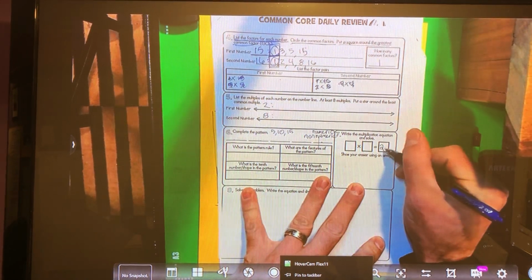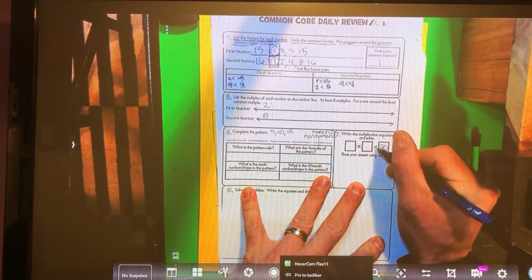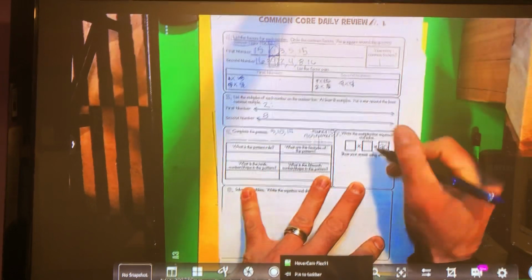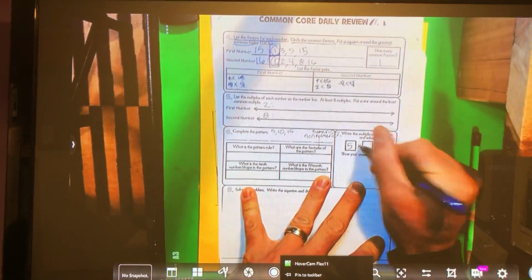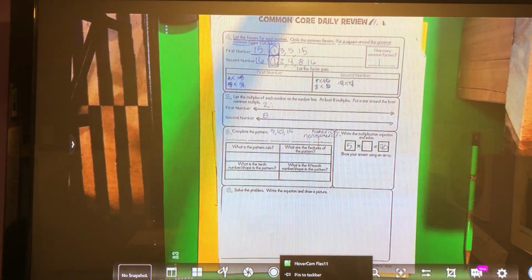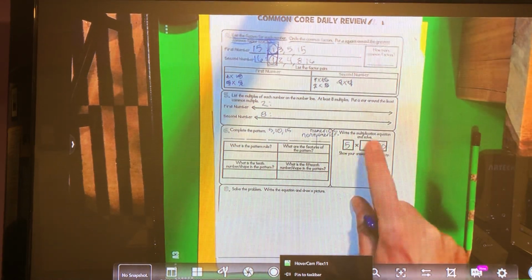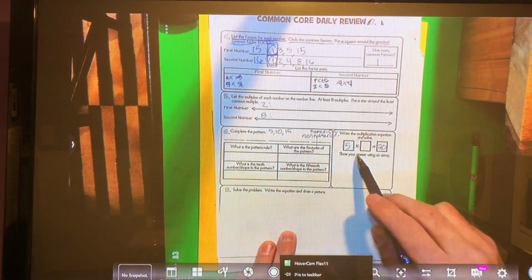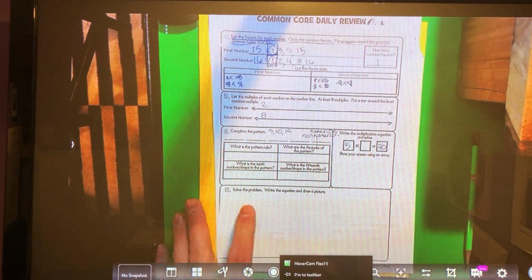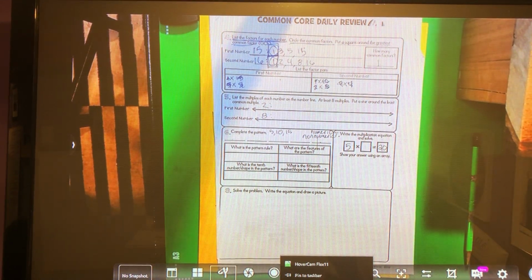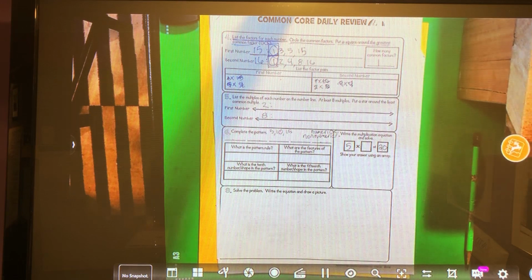20 is, or equal to, 5 times as many as what? So what is the missing factor? And I would like you to draw the array down here in the space below. All right, number 8. Number 8's a doozy.